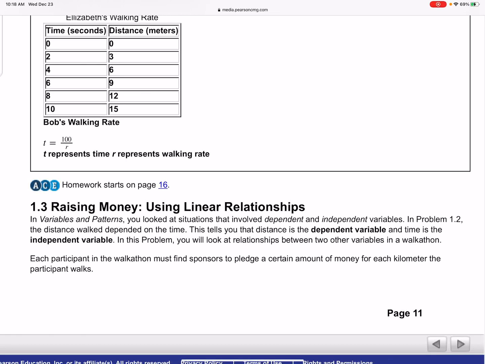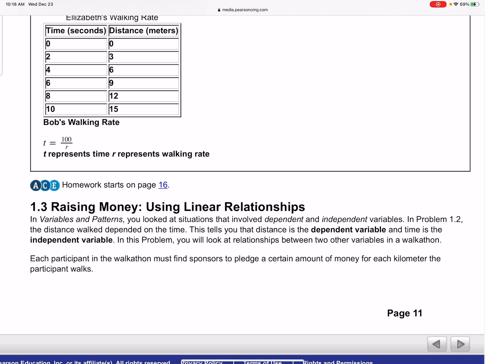Okay, so let's start off this lesson by looking at a page in our books. This is page 11, and moving straight ahead, 1.3, raising money using linear relationships.